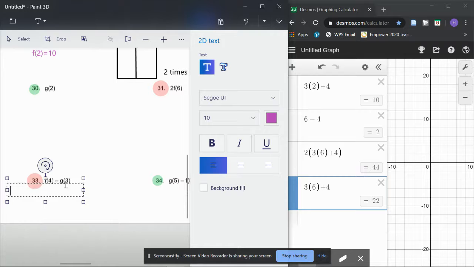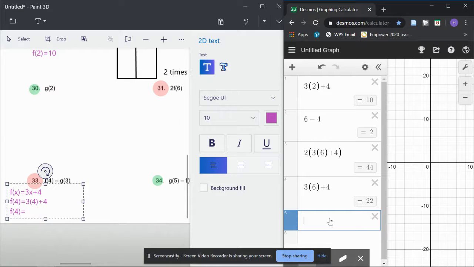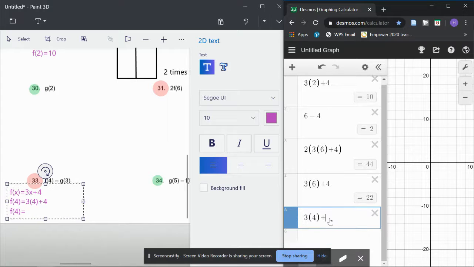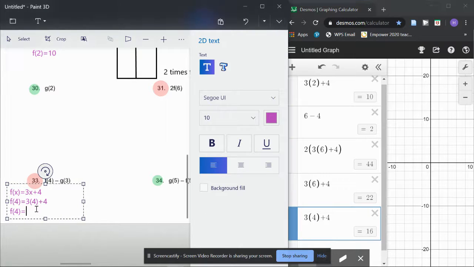So let's start with our f function. F of x, remember, is 3x plus 4. So if we're looking for f of 4, we're going to plug in 4 where that x was originally, and then add 4. We plug that into our calculator. 3 times 4 plus 4 gives us 16. So we know that f of 4 equals 16. Cool.